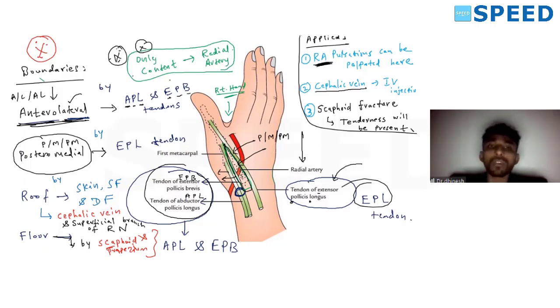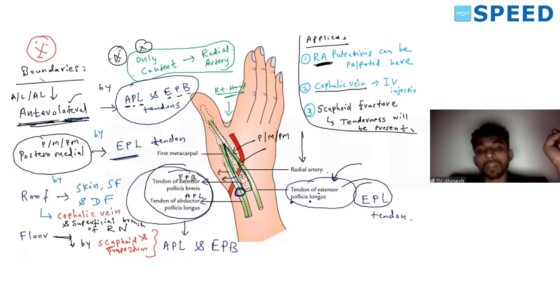Please take care of this topic, anatomical snuff box. The anterior or lateral or anterolateral boundary will be formed by two tendons, namely APL and EPB tendons. The posterior or medial or postero-medial boundary will be formed by only one tendon, that is the extensor pollicis longus tendon, the EPL tendon.